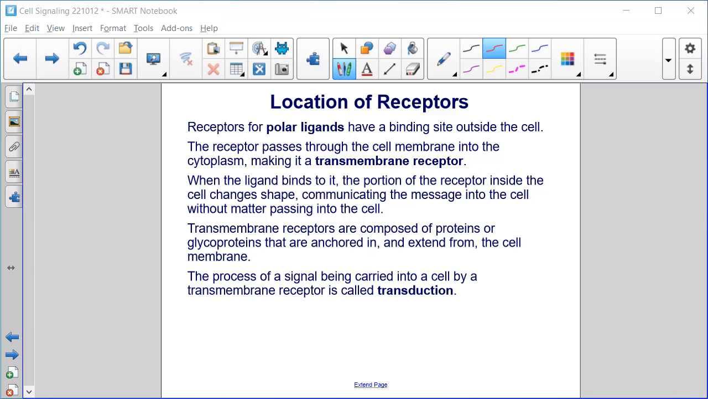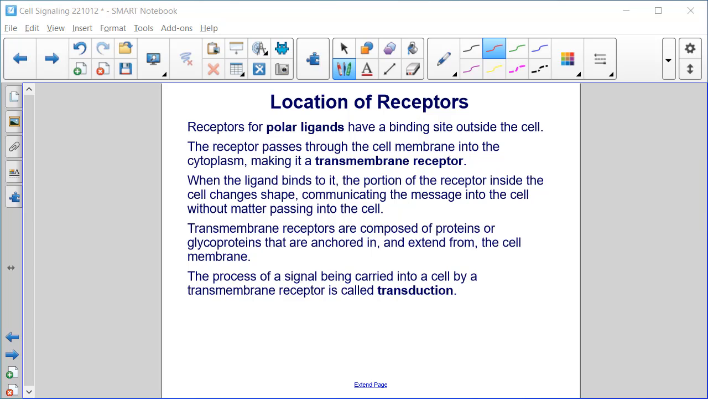Receptors for polar ligands have a binding site outside the cell. The receptor passes through the cell membrane into the cytoplasm, making it a transmembrane receptor. When the ligand binds to it, the portion of the receptor inside the cell changes shape, communicating the message into the cell without matter passing into the cell.